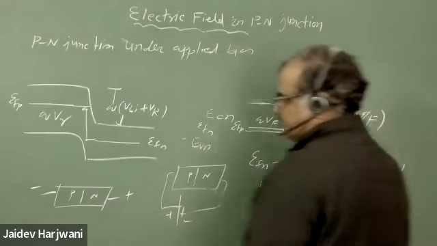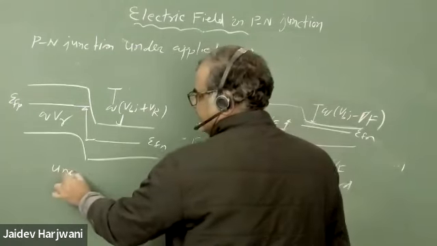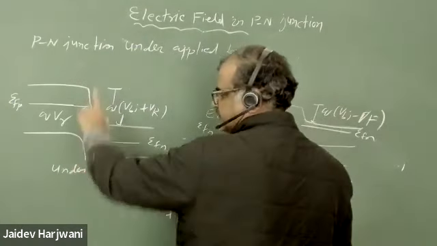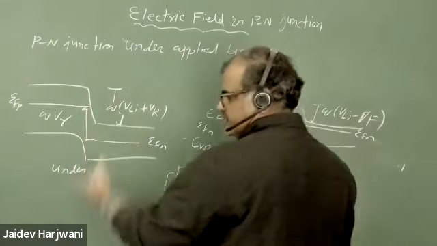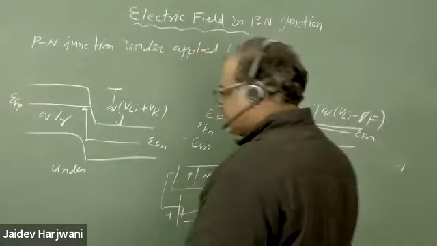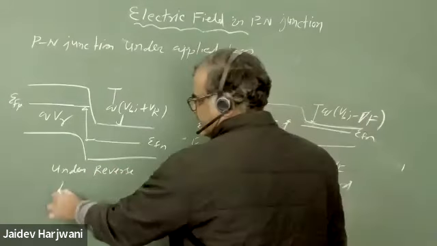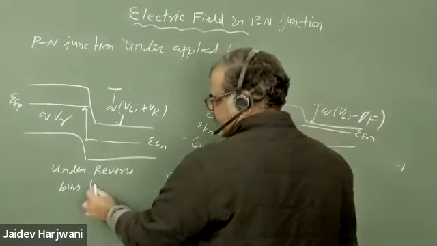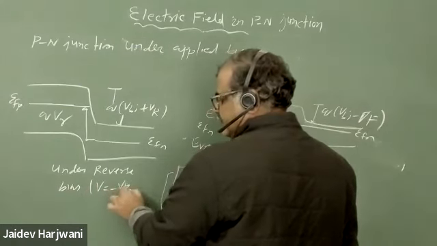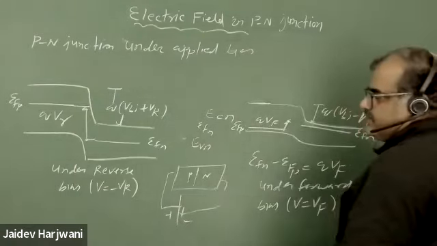Okay, so under reverse bias, the width will increase, that barrier will increase. Barrier will increase means the built-in potential increases, which means your width is increasing under reverse bias. So this is under reverse bias, V equals minus VR. When you're applying this, this is the energy band diagram of your PN junction.